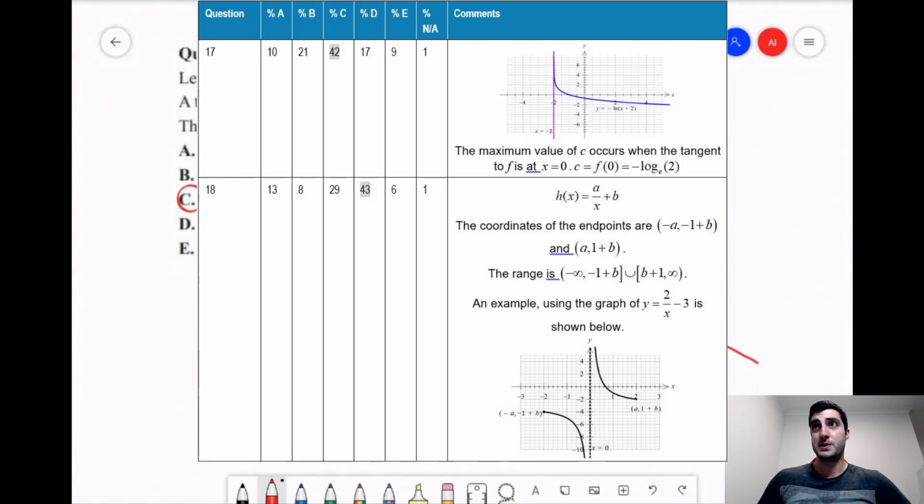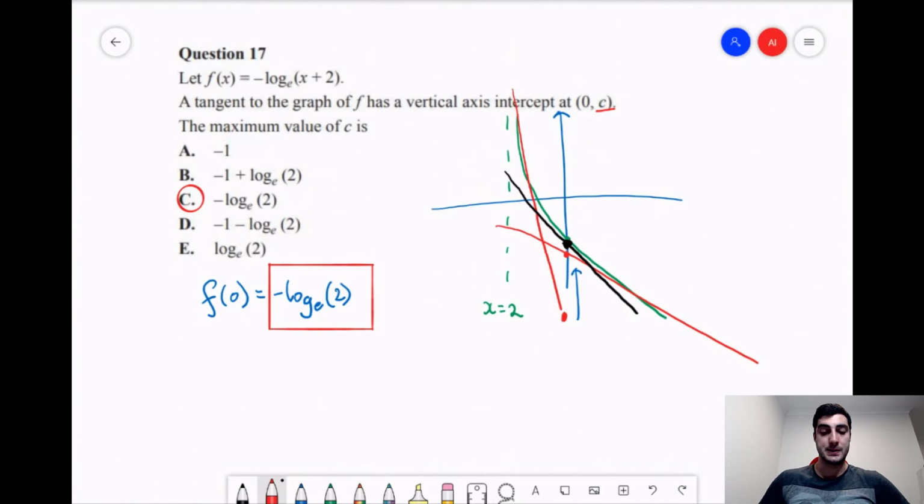We had 42% of the students answer C correctly, and the notes there look to say the maximum value of C occurs when the tangent to f is at x is equal to 0. So that's what I was trying to illustrate before by drawing a couple of different tangents, and then we could sort of conclude that's the one that would have the maximum value of C would have to be when x is equal to 0. That's really a bit of an abstract problem that you need to solve, and then the math sort of ties in with that. And it's almost impossible to do if you didn't have a visual representation of what this function f of x would look like.